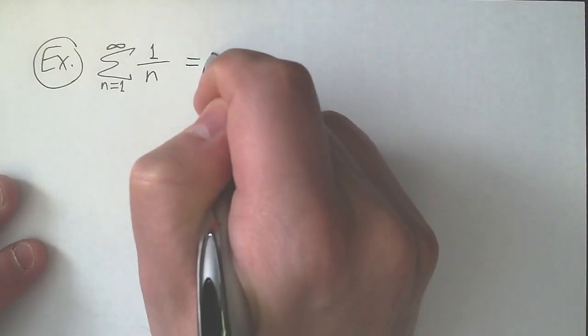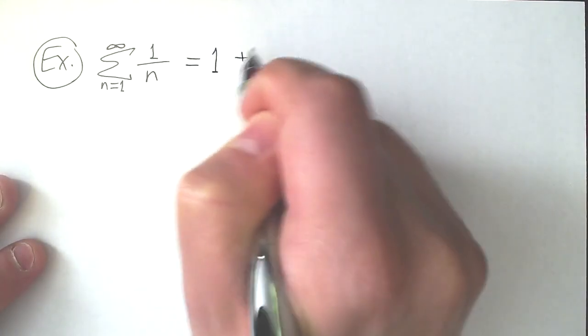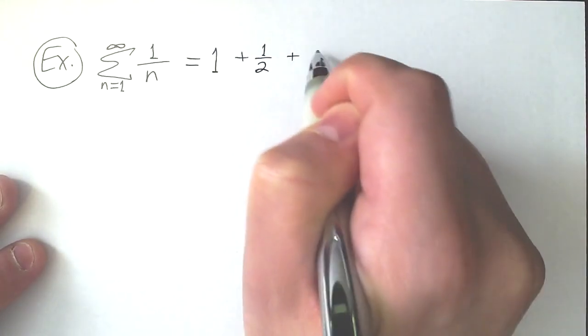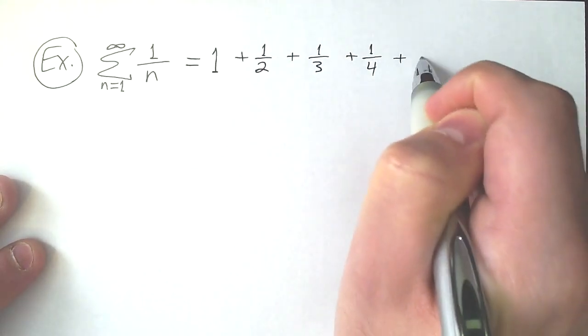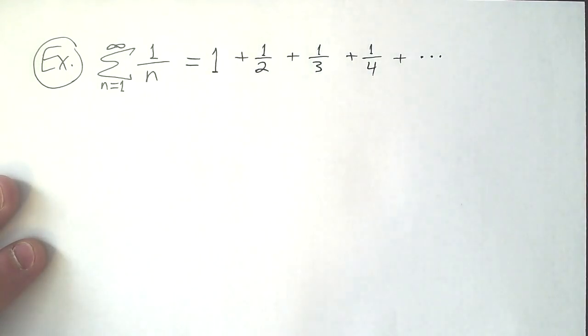I think for this one, I'll write out the first few terms. So if I put in a 1, a 2, and so on, this is what the series looks like.